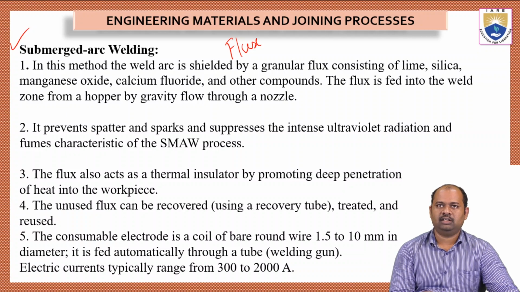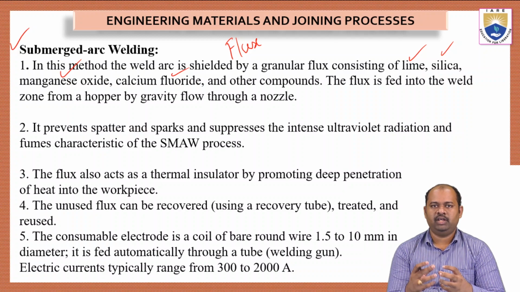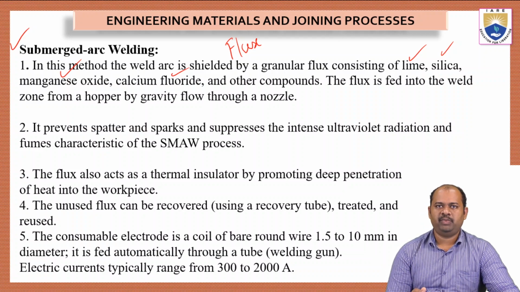So in this method, the weld is completely submerged under flux like lime, silica, manganese oxide, calcium fluoride, and other components. These are the most widely used flux materials, and the flux is fed into the weld zone from a hopper by gravity flow through a nozzle. So a hopper is arranged at the joint where we have to do welding. Whenever we are doing welding, the powder or the flux particles will flow onto the welding joint. Okay, and it prevents spatter and sparks, and suppresses the intense ultraviolet radiation, which are characteristics of the SMAW process.